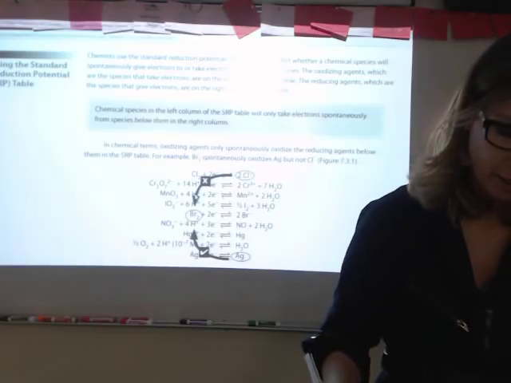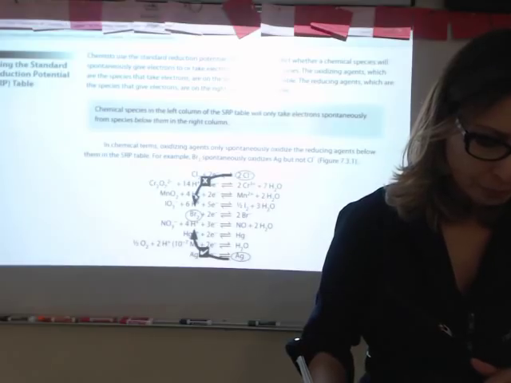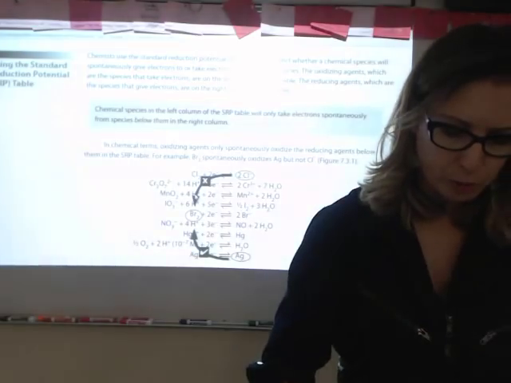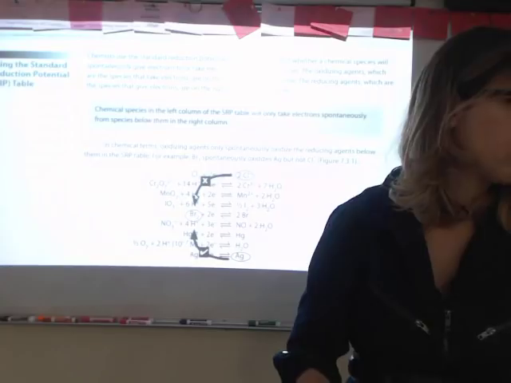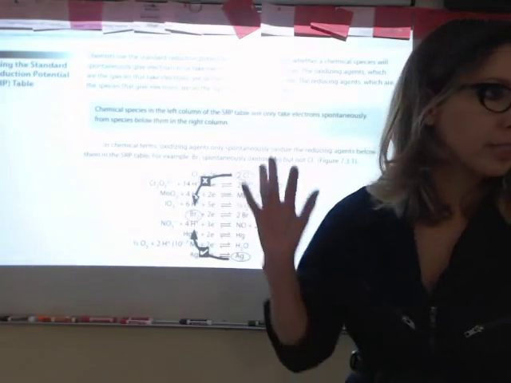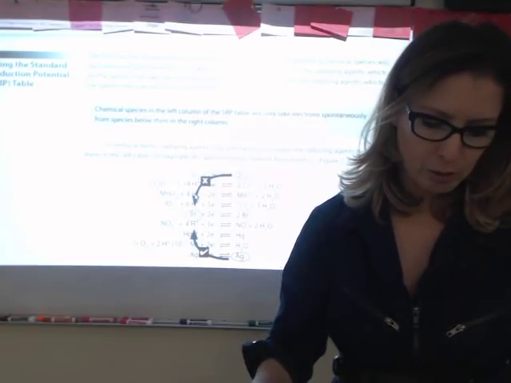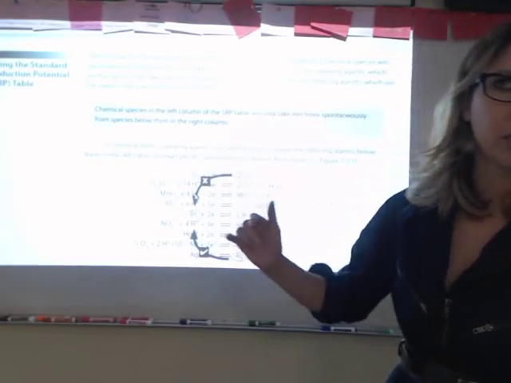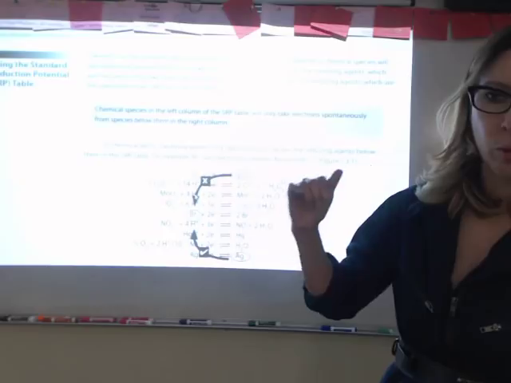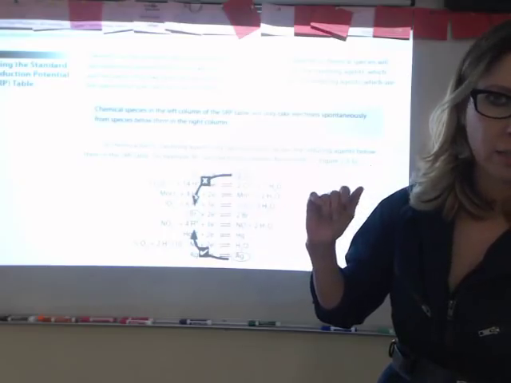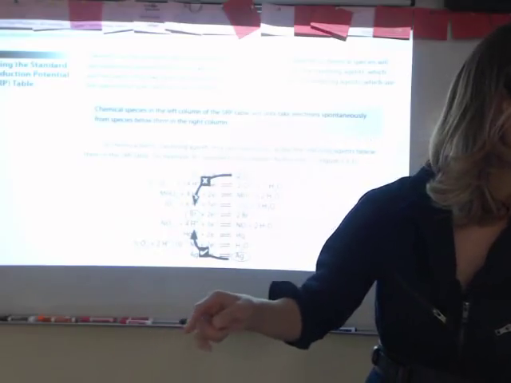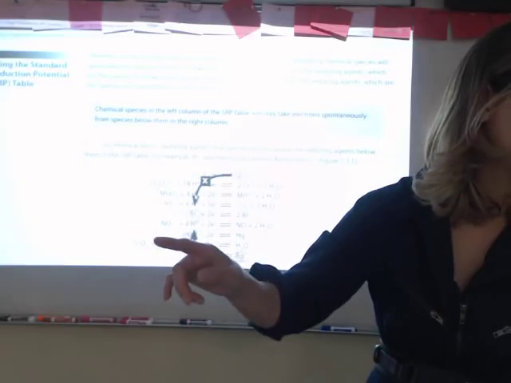Everybody has it? Okay. And the oxidizing agents, you will notice, are on the left-hand side of the table. Okay, and I'm going to bring the table up here in a second. And then the reducing agents are on the right-hand side of the table. So what's going to happen is the reducing agents on the right side will only give electrons to the oxidizing agents on the left side if they're above them.